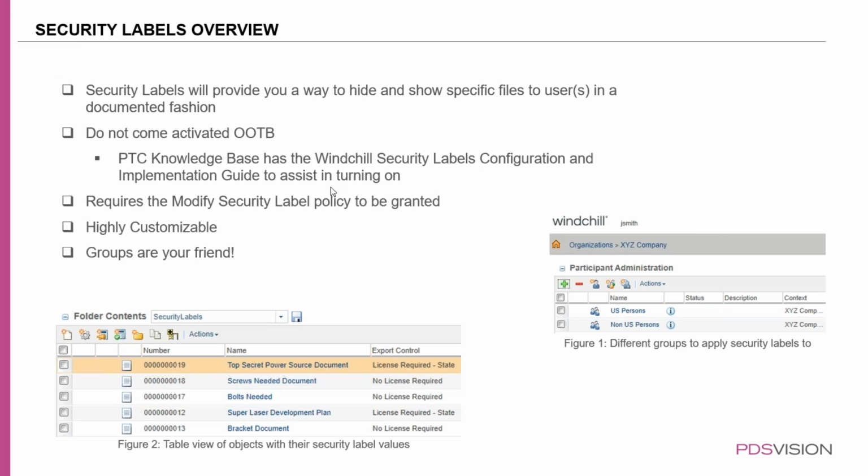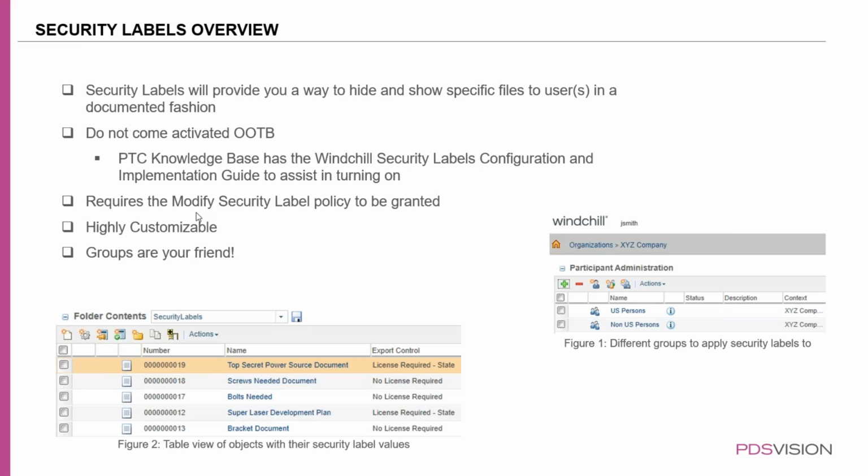Again, the guide is pretty in depth. I also would recommend that you know a little bit about using the PTC knowledge base and searching for articles in there to actually get these turned on in your environment. Other things to know about security labels is that they will require the modify security label policy. So there's policies you're going to need to actually add in to make sure you can actually apply these to your objects. And the last thing to know is that groups are your friends.